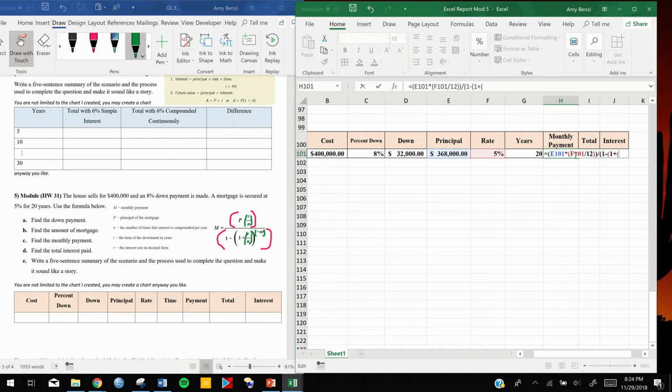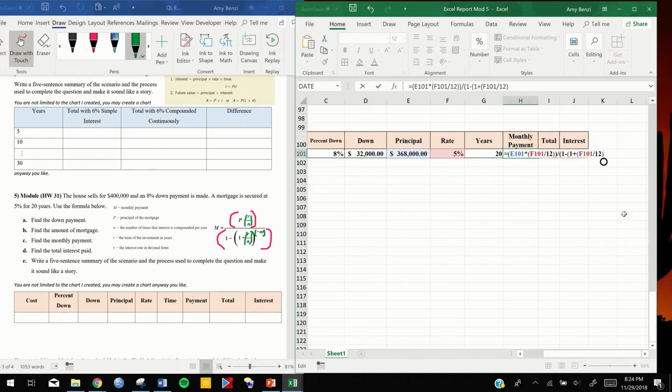Times the rate, or plus, I'm sorry, plus the rate divided by the number of times it's compounded, which since I already have that, I'm real big on cut and paste. So if it makes my life easier, I'm using it. All right, so plus the rate divided by the number of times it's compounded, in this case 12. Now look at the denominator carefully. Here's my denominator. 1 minus, open parenthesis, 1 plus.